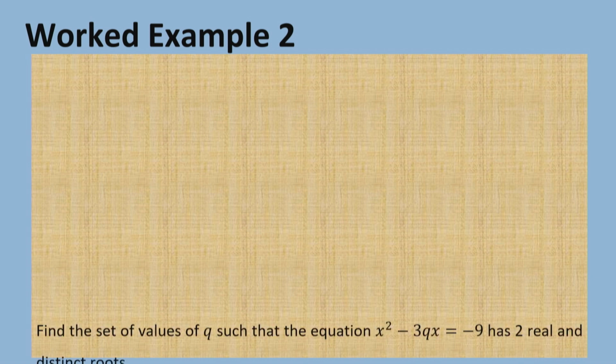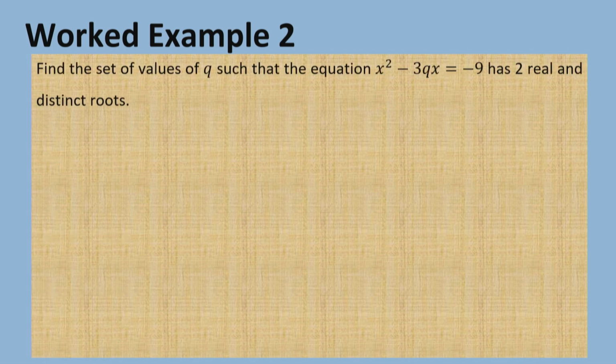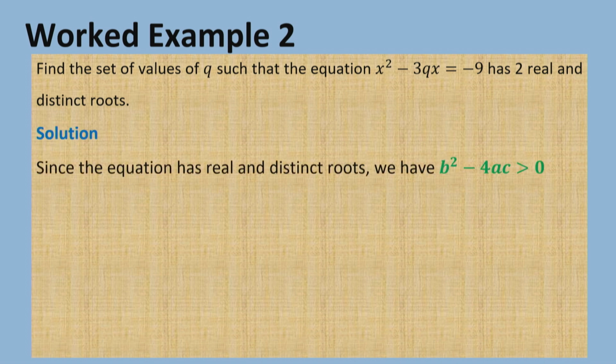We take another example. Find the set of values of q such that x squared minus 3qx equals minus 9 has two real and distinct roots. Now, real and distinct, what do we have? b squared minus 4ac is greater than 0. So that will be x squared minus 3qx equals minus 9. That's the equation that we have been given.